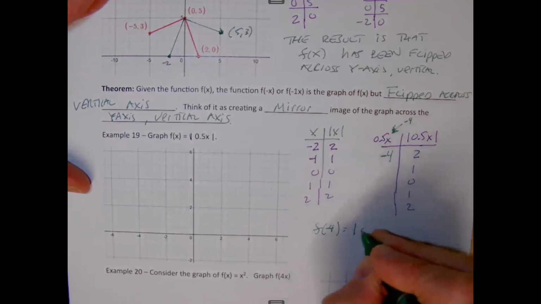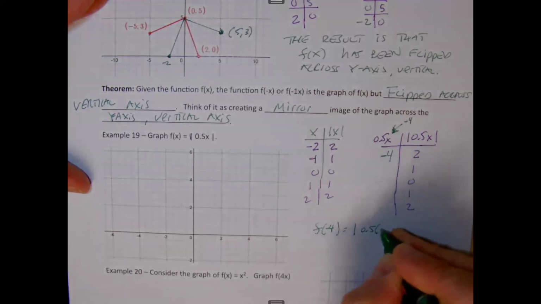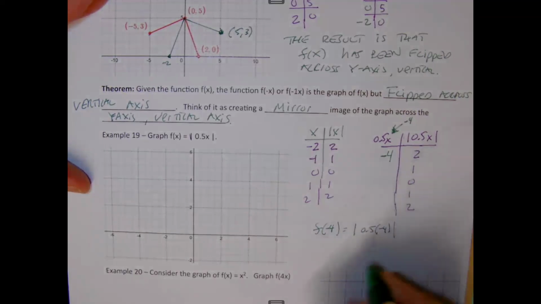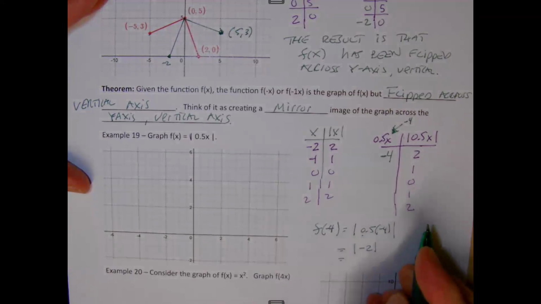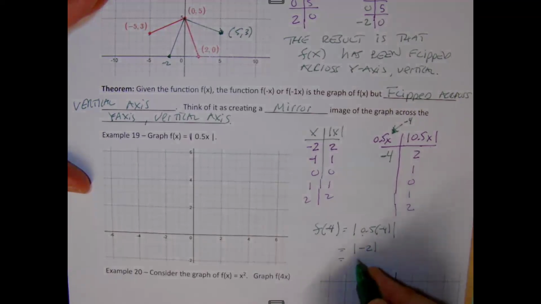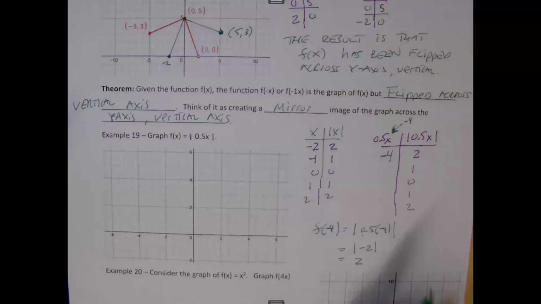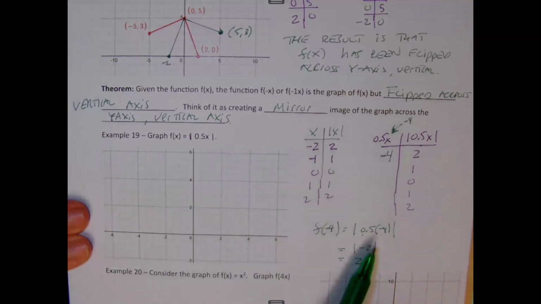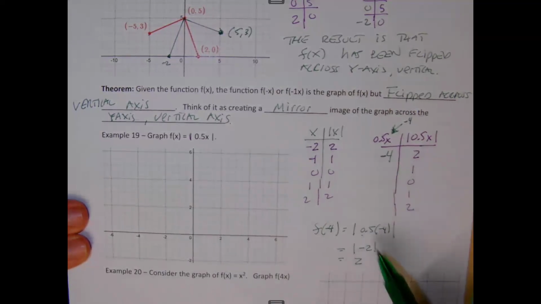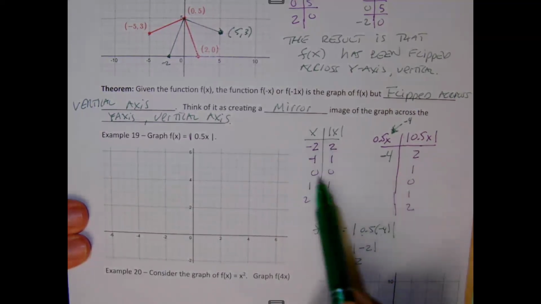And think about what I just said, what's about to happen. Half of -4 is -2. The absolute value of -2 is 2. So notice what's happening. There it is. -2 gives me 2. So you can think of this as there's something happening before I go back to the original graph.